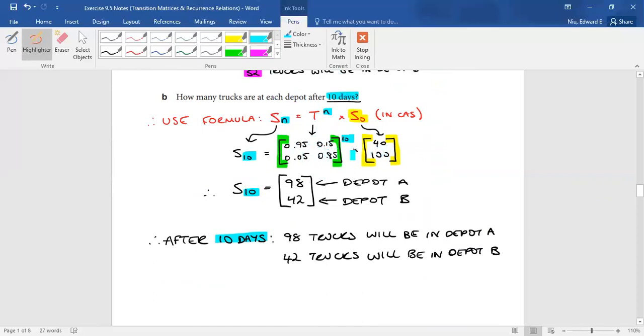If you multiply the two matrices with the power on the transition, you'll get 98 and 42. Once again, 98 trucks will be in depot A because it's at the top, and we know depot A is in the top row. And 42 trucks will be in depot B because depot B is in the second row. So after 10 days, we can expect 98 trucks will be in depot A and 42 will be in depot B.